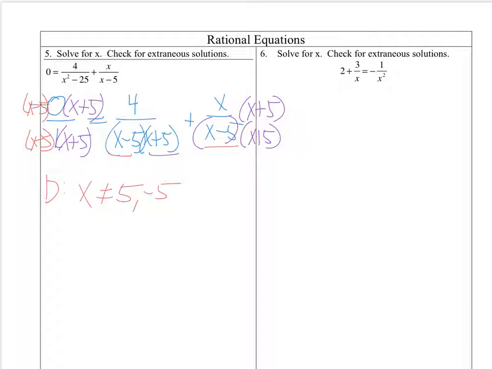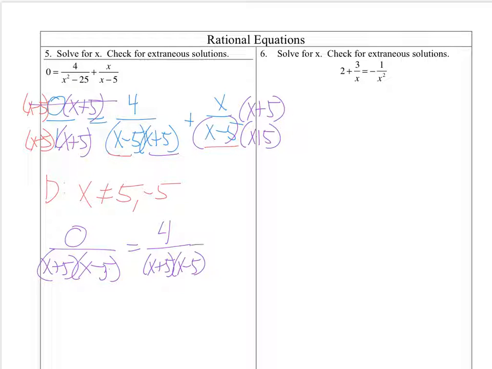So we get 0 over x plus 5, x minus 5 equals 4 over x plus 5 and x minus 5 plus x squared plus 5x over x plus 5, x minus 5. And at this point, we can multiply the whole thing by x plus 5, x minus 5 to clear the denominators, and you're left with 0 is equal to 4 plus x squared plus 5x.